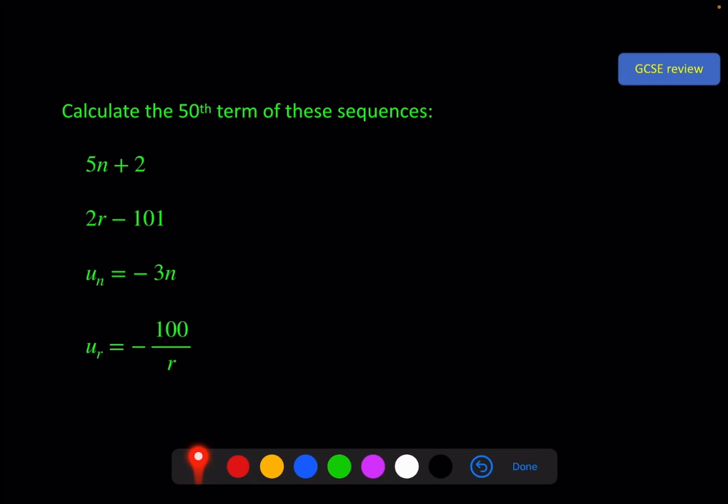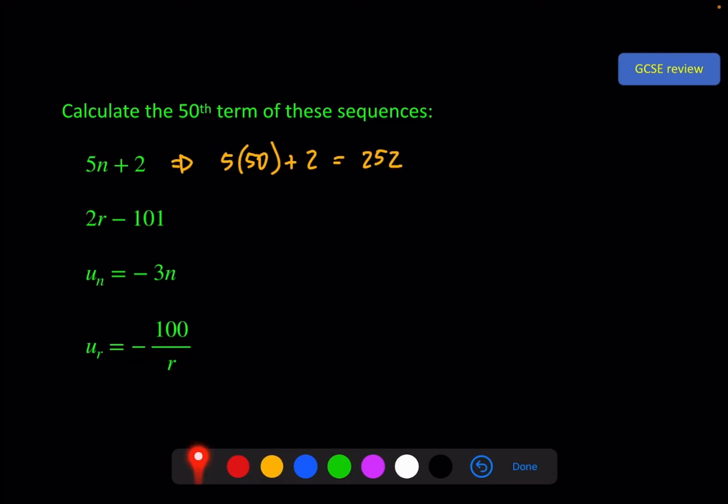Start a question on the screen to review some GCSE work. Calculate the 50th term of these sequences. So here we've got an nth term, 5n plus 2. We just replace the n with 50 and we get 5 times 50 plus 2, which is 252.